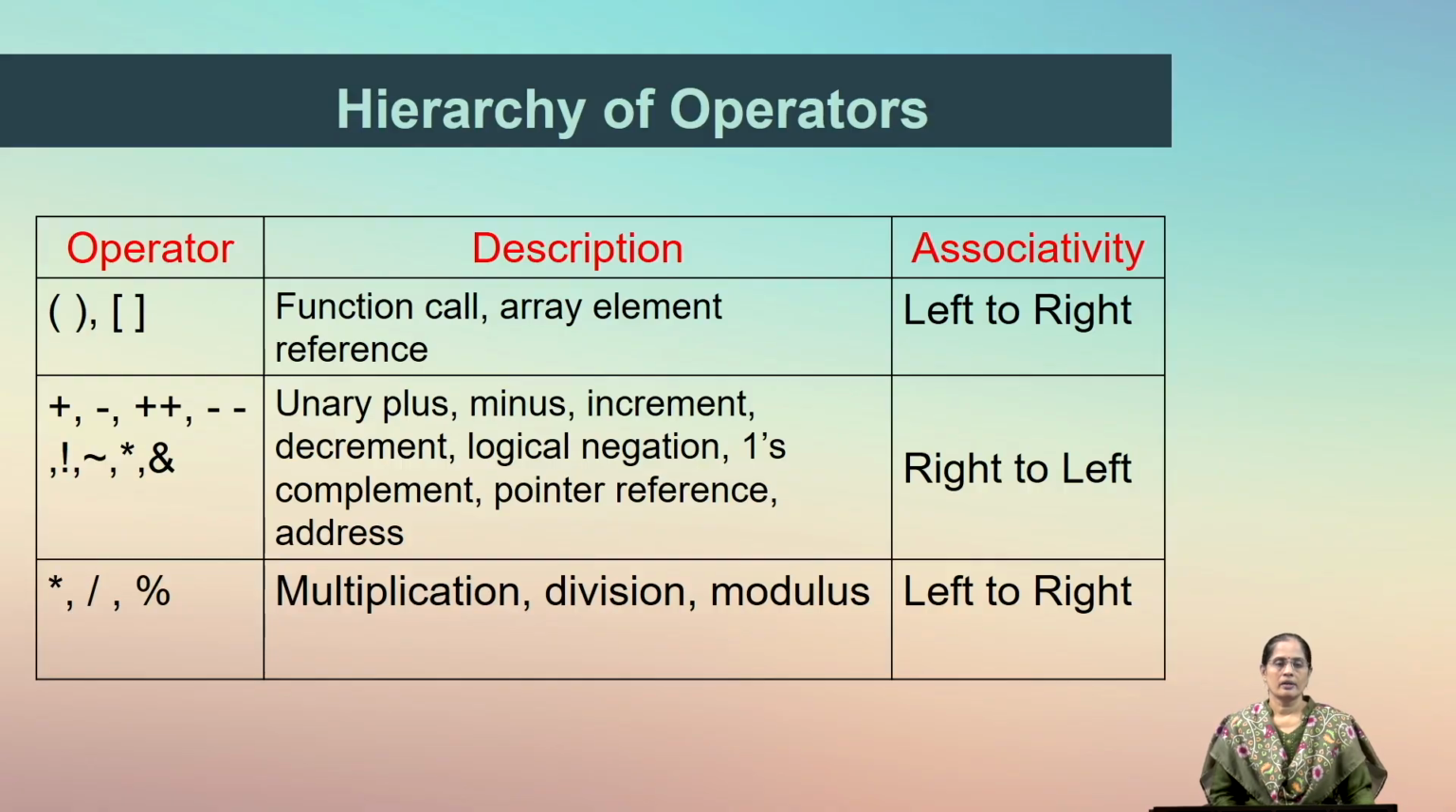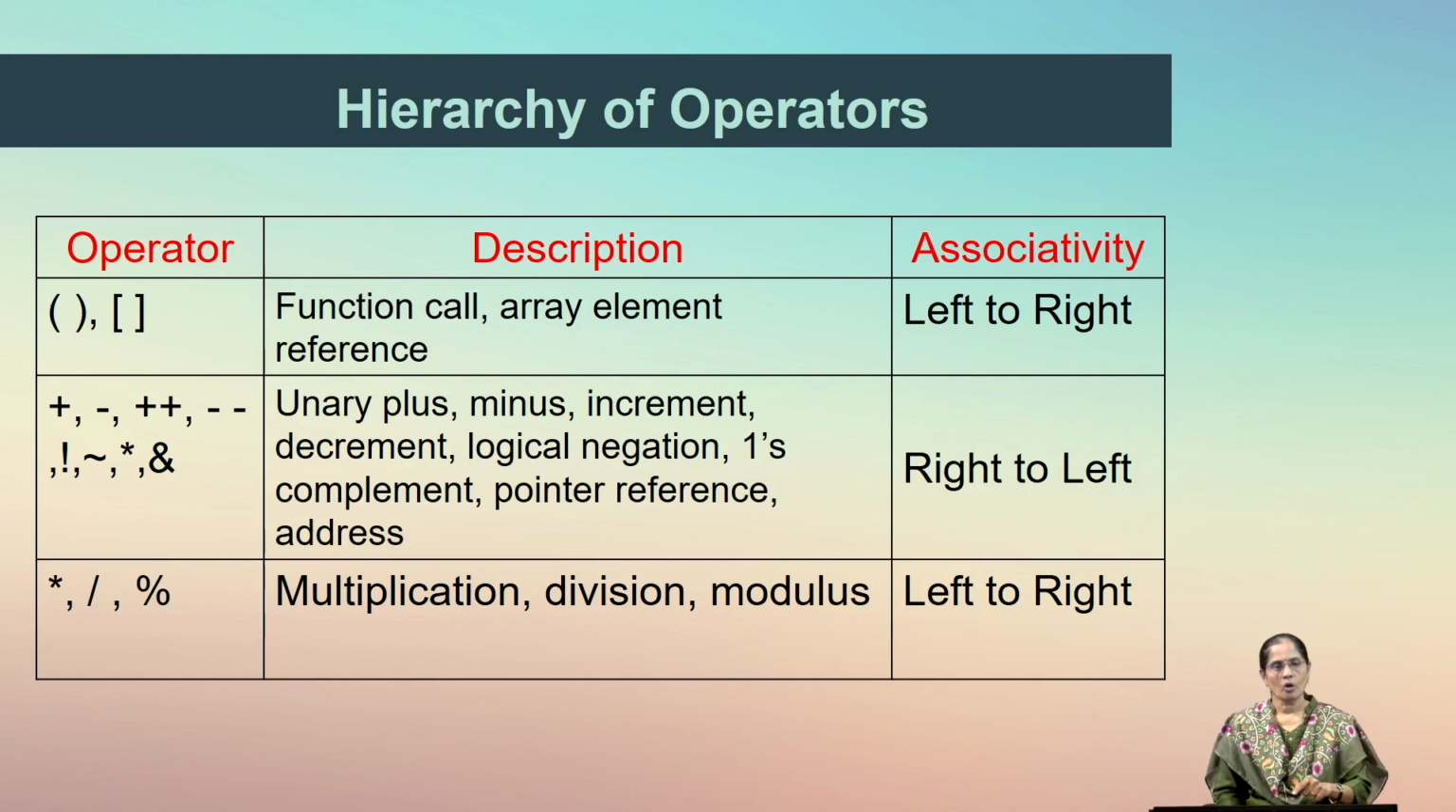Then we will see the hierarchy of operators with respect to the arithmetic operations. The first set of operators are parenthesis and array elements, if it has any, within square brackets, which will be executed, and the associativity of the operator is left to right, in the sense that if the expression has more than one parenthesis, then it should follow the order of executing from left to right.